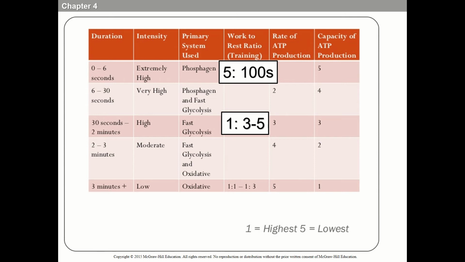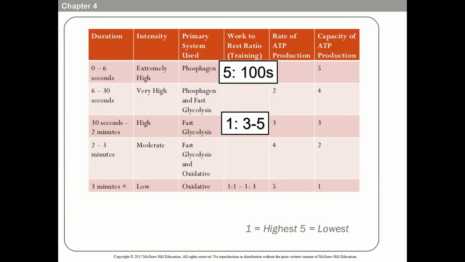This makes sense to people, right? So if you're, I don't know, a 400-meter dash person, run the 400 in about a minute or so, however long it takes you to do it, and then stopwatch, rest 3 to 5 minutes, and then do it again. That would effectively be training that system.